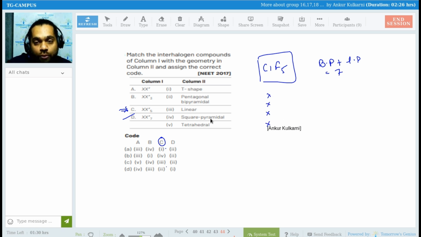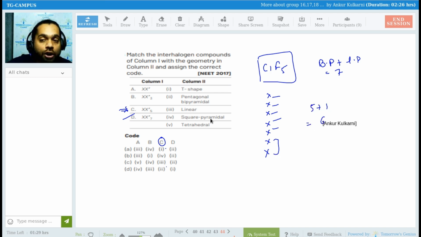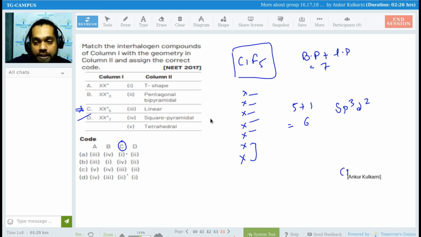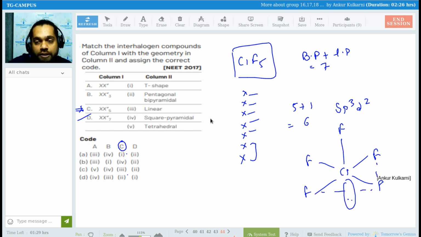1, 2, 3, 4, 5, 6, 7 electrons. 1, 2, 3, 4, 5 fluorine and a lone pair. That makes 5 plus 1 equal to 6. That is your octahedral, that is your sp3d2. First we draw it on the equatorial bond. So I have Cl, F, F, F, F. Then I have one more fluorine that will come over here, then a lone pair that will come over here. If I join this, it is square pyramidal.